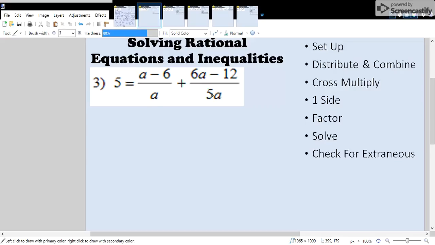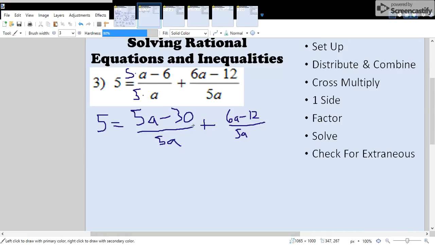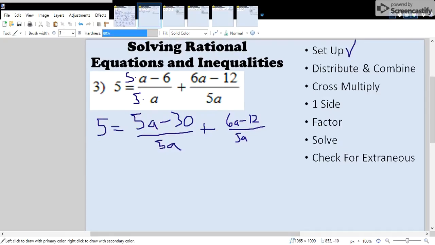So a and 5a's least common multiple would be 5a. So we could just leave the second fraction alone, and the first one we could multiply by 5 on both the top and the bottom to get our common denominator. So once we go ahead and distribute the 5 and write those out, we should get this. So we're done with step 1.